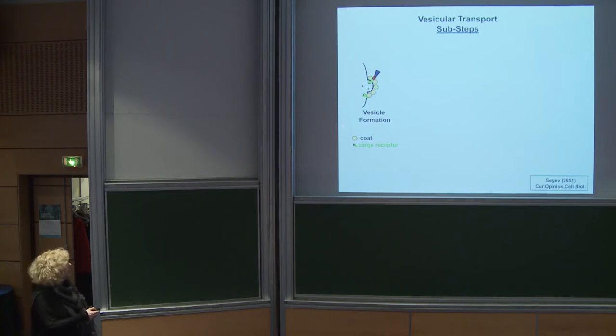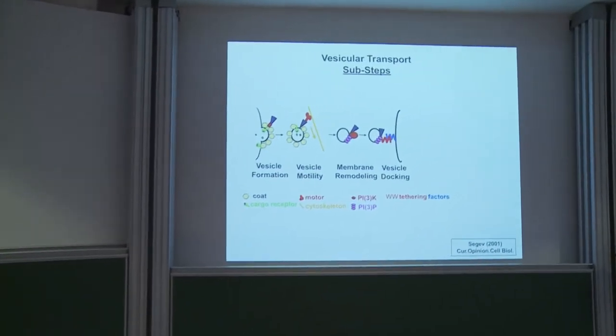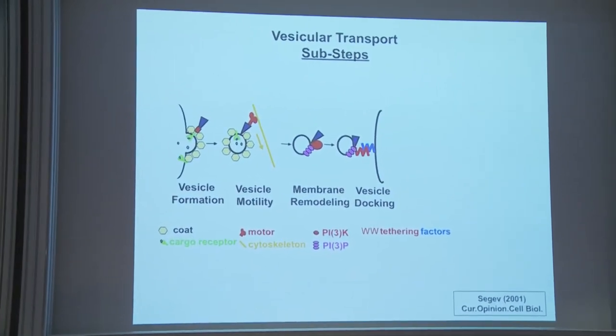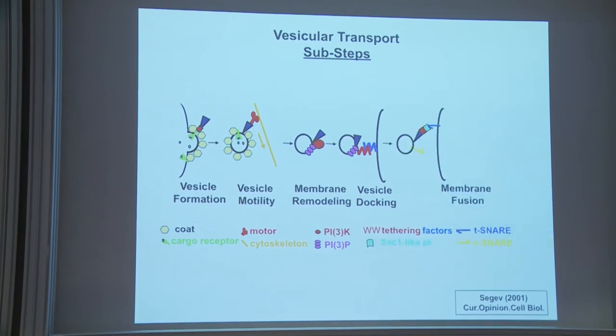So the vesicle first has to form, and there will be coats and cargo receptors, and then it will have to move, and we heard about motors either for actin or tubulin, the cytoskeleton. And then there will sometimes be membrane remodeling. And then you heard about tethers that will bring the vesicles close to the acceptor compartment. And then you will get the snare complexes that will help the fusion of this vesicle with the acceptor compartment.